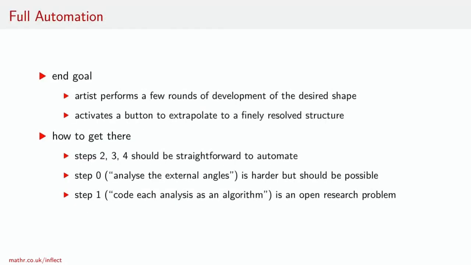So the end goal is some kind of automation. The artist performs a few rounds of development of the desired shape and activates a button to extrapolate it to a finely resolved structure. So how do we get there? The steps on the previous slide should be straightforward to automate apart from step 0, which is analyzing external angles into pre-periodic parts, which is hard but should be possible. And step 1, which is coding the analysis and algorithm, which is pretty much an open research problem.